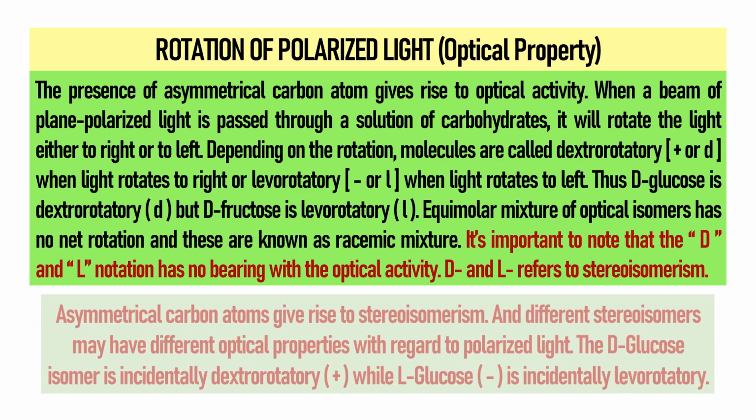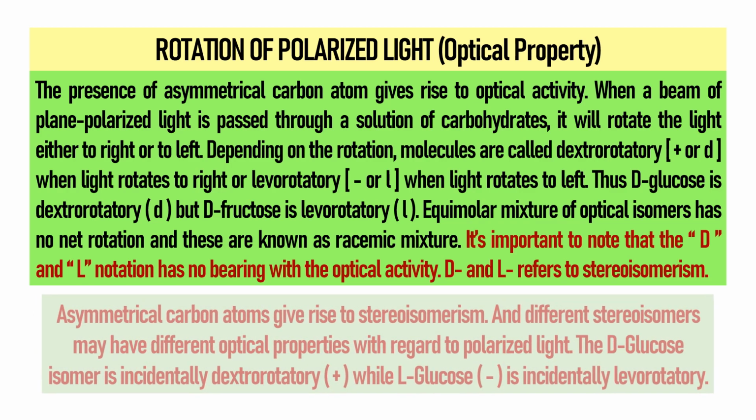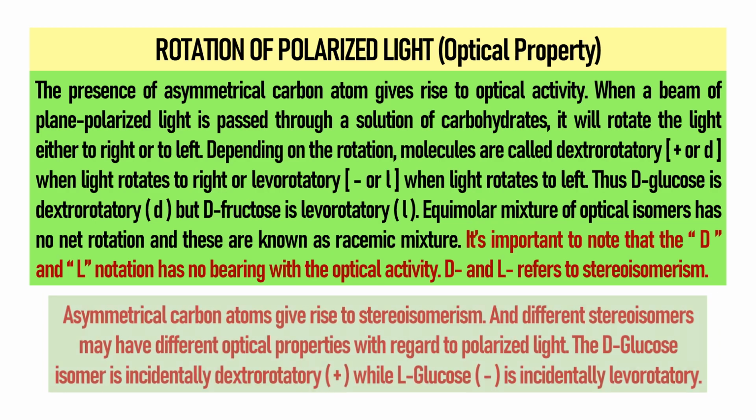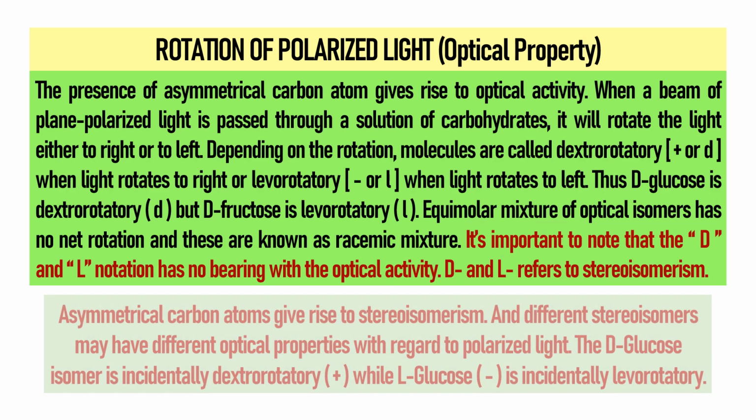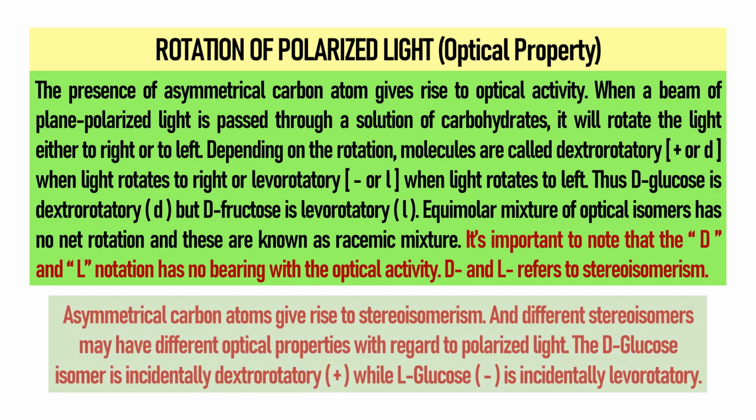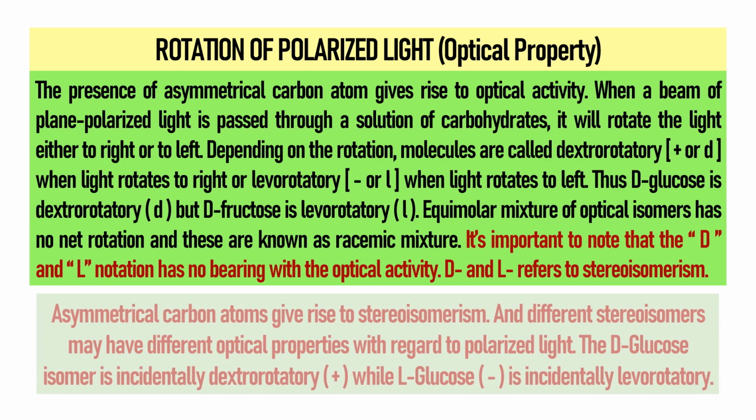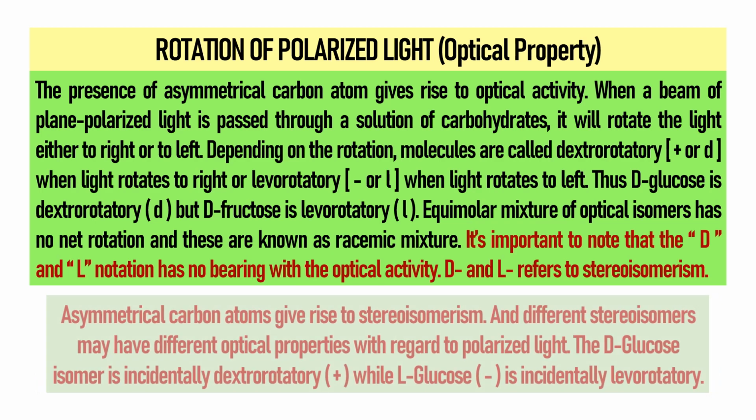It's important to note that the D and L notation has no bearing on the optical activity. D and L refers to stereoisomerism. Asymmetrical carbon atoms give rise to stereoisomerism, and different stereoisomers may have different optical properties with regard to polarized light. The D-glucose isomer is incidentally dextrorotatory, while L-glucose is incidentally levorotatory.